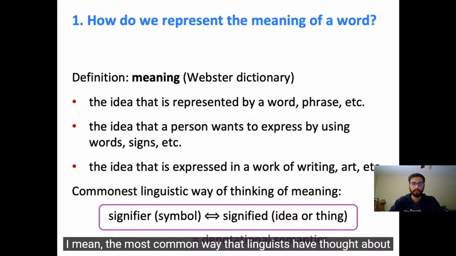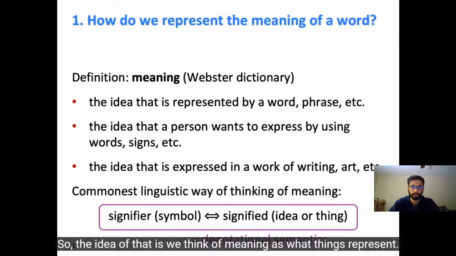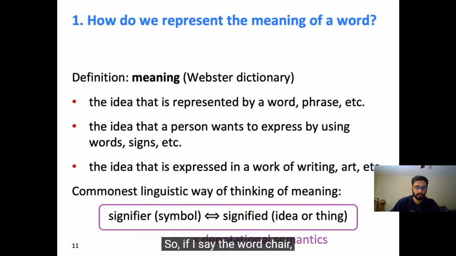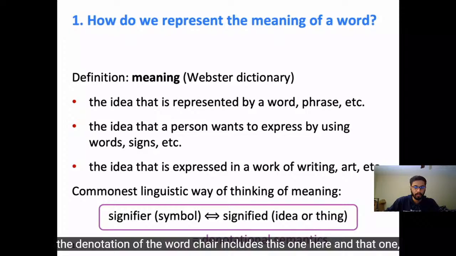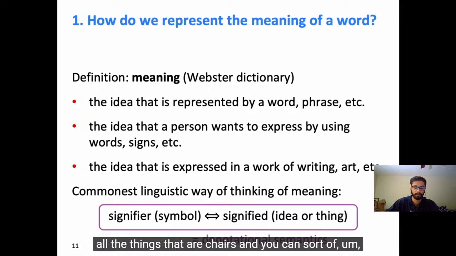I mean, the most common way that linguists have thought about meaning is an idea that's called denotational semantics, which is also used in programming languages. So the idea of that is we think of meaning as what things represent. So if I say the word chair, the denotation of the word chair includes this one here and that one, that one, that one, that one. And so the word chair is sort of representing all the things that are chairs.